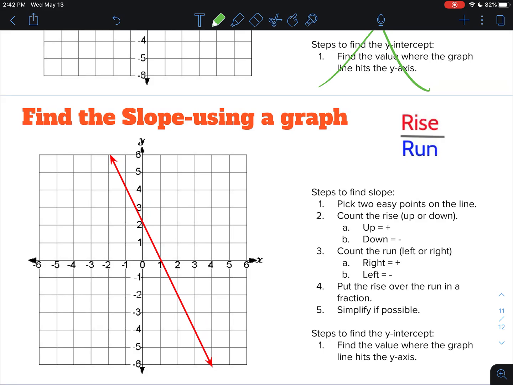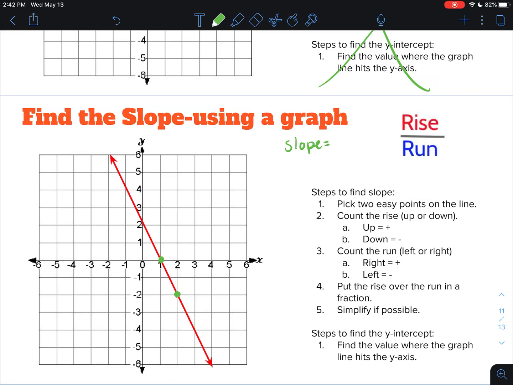Okay, one more example and then I'm going to have you try some on your own. I do have another Google slide that you can move the dots around and put them where you want them and use that to count. Okay, so rise over run. Let's do our slope. So pick 2 easy points. This one looks good, and then that one looks good.